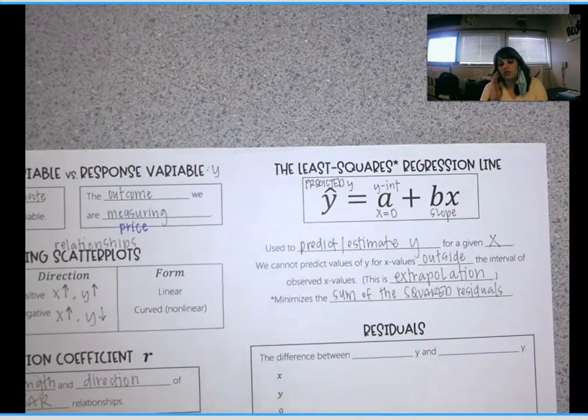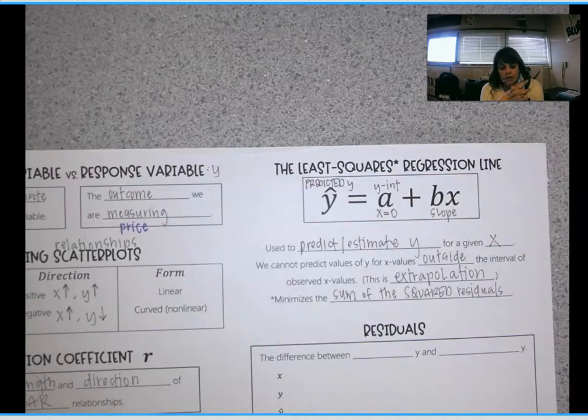This is called extrapolation. The magazine problem is a really good problem to discuss this. We had a problem where we were predicting the number of magazines published based off of the year. We had data for the years 1988 to 2002 or something like that. We would not want to predict the magazines published for 2015 because we don't have data for the year 2015. We only have data for the years 1988 to 2002. So you can only predict for values of X that are within the observed values of X that you have.